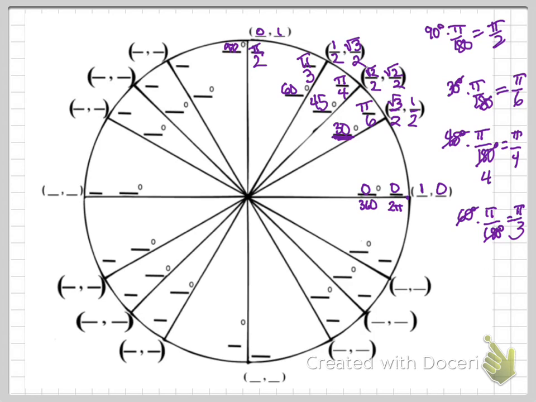Let's fill out the rest. So we'll take a look at, let's see, over here, this is going to be 180 degrees. We know that the coordinate point here is going to be x is -1, y is 0. Down below, this would be 270 degrees. And that point down there would be 0, -1, right? 0, -1.